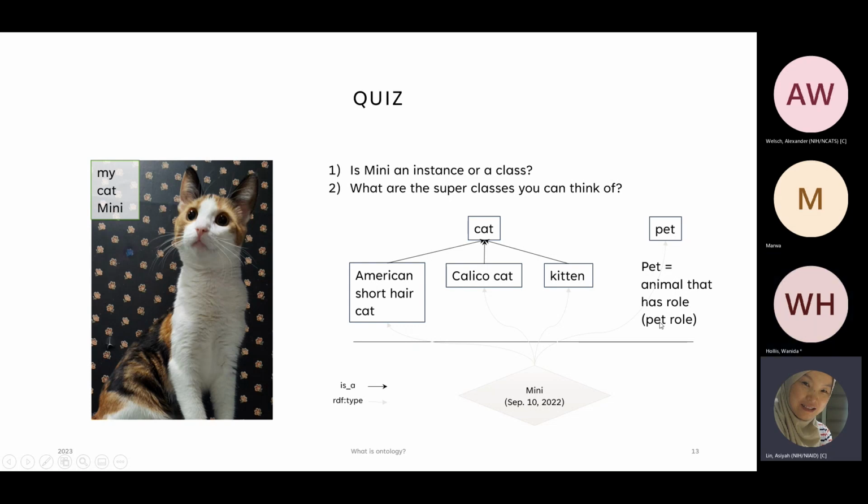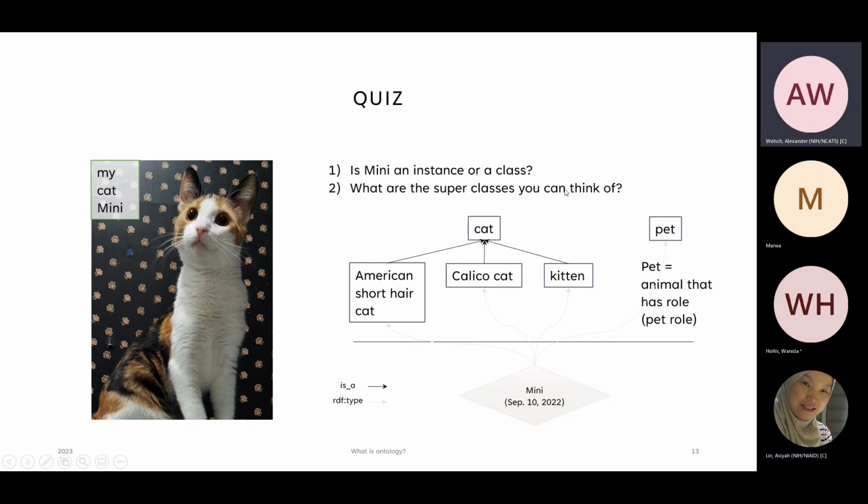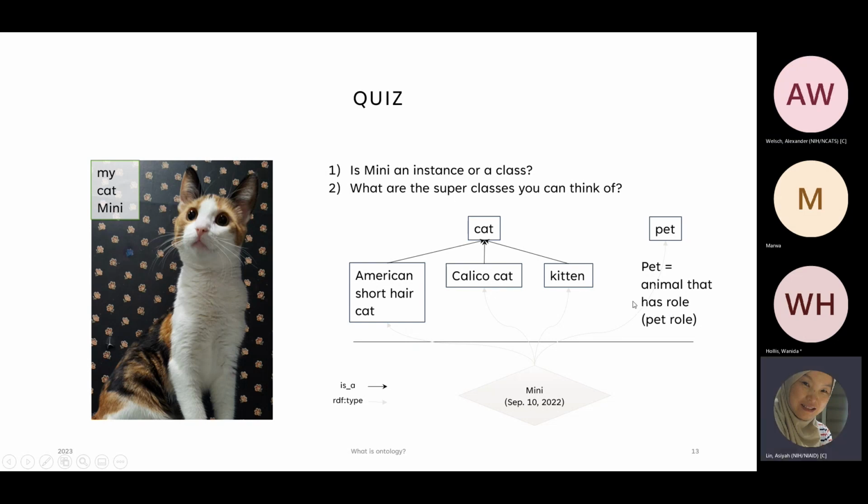There is a pet role. The cat who plays a pet role is a pet. Meaning she plays a pet role when she is my pet. Before she was adopted, she was not a pet. But now she is adopted by me and she plays this pet role. So she's a pet. She's an instance of pet also. So would the role be a property in the cat? Yes, has role is a property.